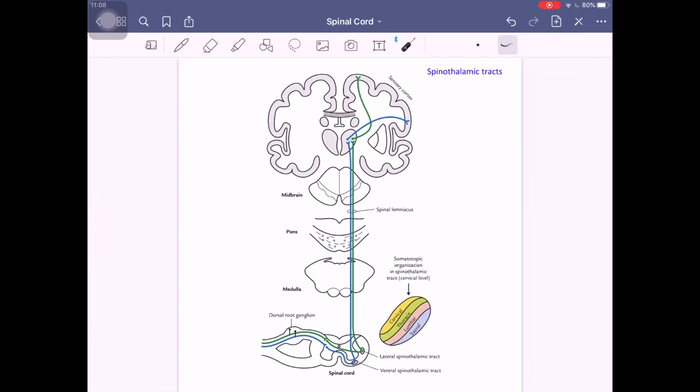So we have reached this part of it. Now try to see the same thing here. This is the ventral, and this is your lateral. The ventral is for non-discriminative touch and the lateral is for pain and temperature. You can see the blue color is your ventral and the green color is your lateral.